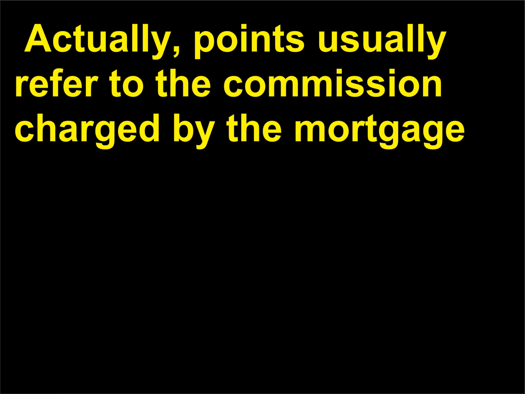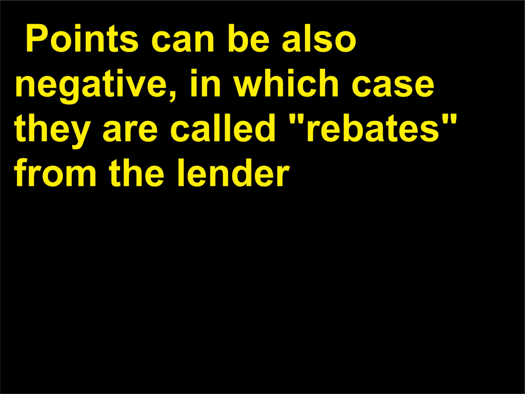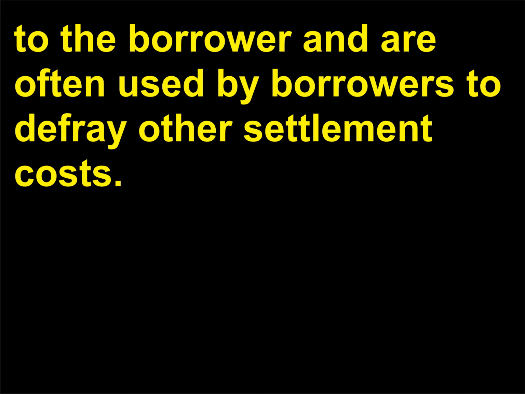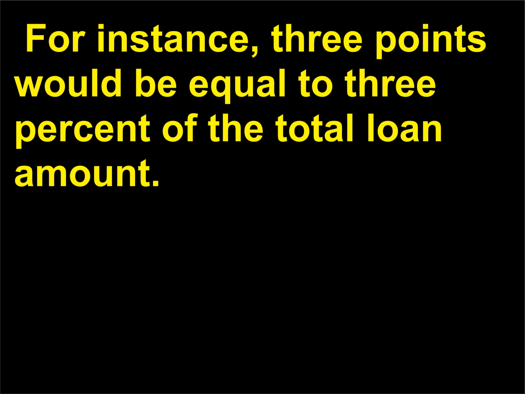Actually, points usually refer to the commission charged by the mortgage broker or the loan fee charged by the lender when the loan is made. Points can also be negative, in which case they are called rebates from the lender to the borrower and are often used by borrowers to defray other settlement costs. In general, each point is 1% of the loan amount. For instance, 3 points would be equal to 3% of the total loan amount.